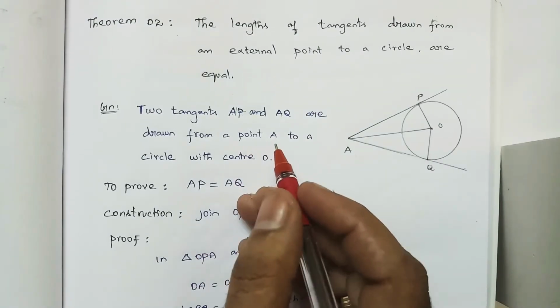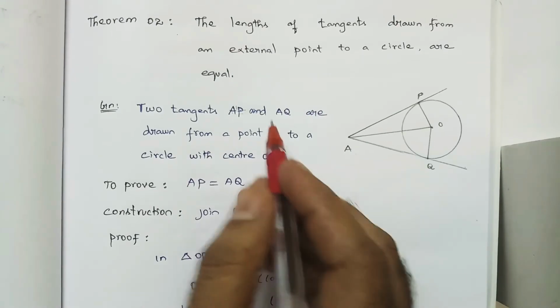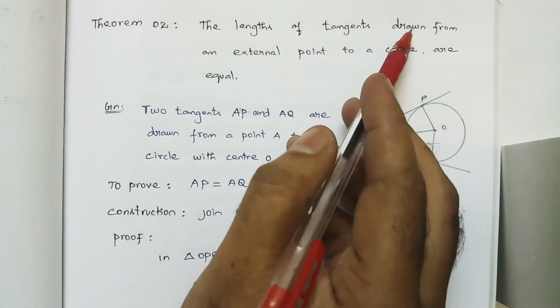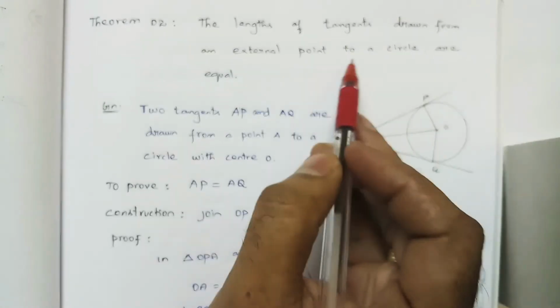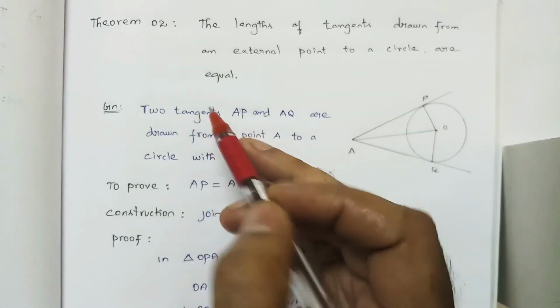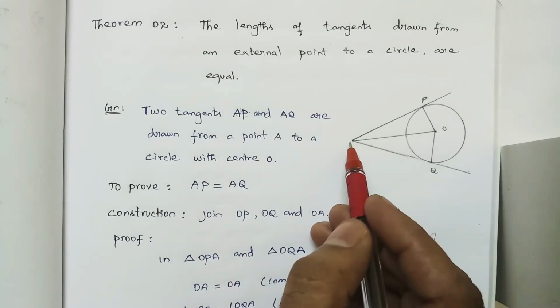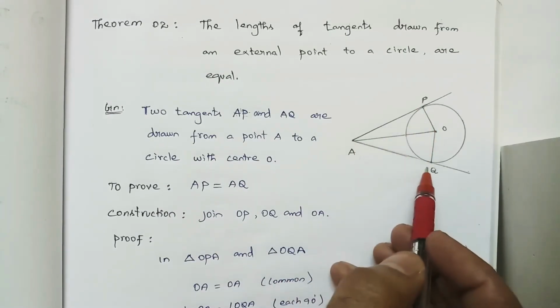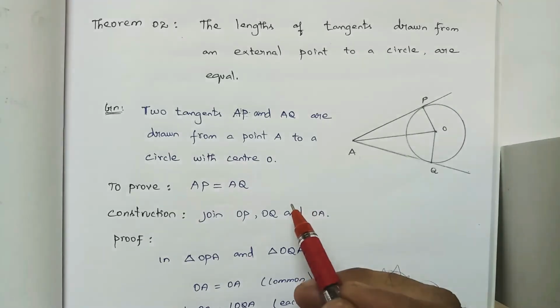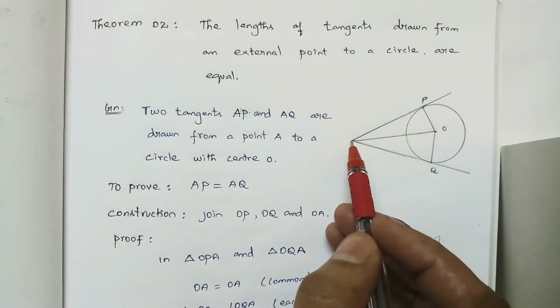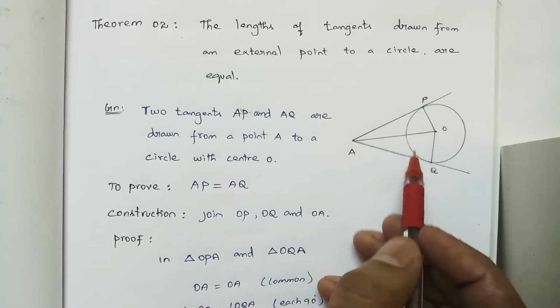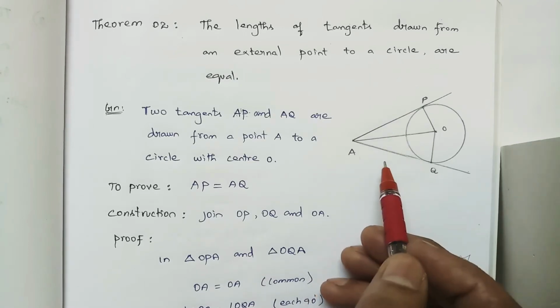Second property. What is the second property of the tangent? The lengths of tangents drawn from an external point to a circle are equal. Here the external point is A, and AP and AQ are the two tangents. So what we want to prove is that from an external point, when we draw two tangents, the lengths of the two tangents are equal.